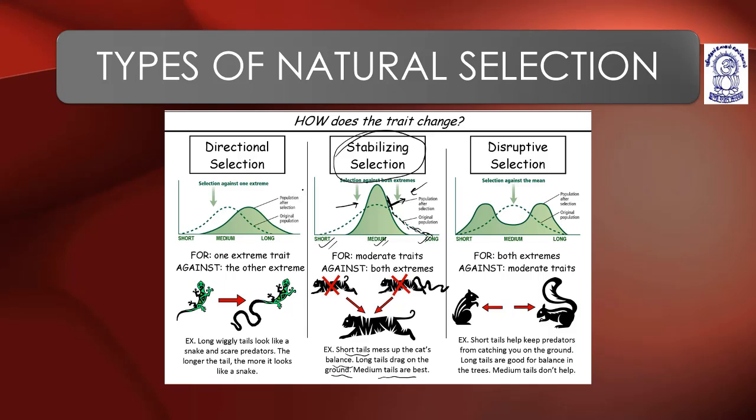okay. Then the directional selection, original was the curve, it was the original curve. Now after selection, it got shifted to one of the directions, population after selection, okay. One extreme trait against the other extreme. Long wiggly tails look like a snake and scare predators. So it helps in the predation. The longer the tail, the more it looks like a snake, okay.